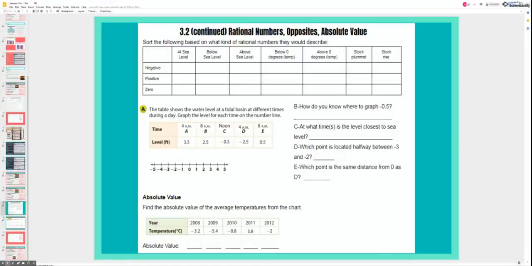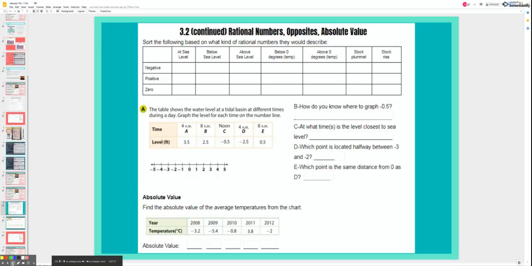Go over Module 3.2. It's just partially what we did yesterday, except for today you're going to be seeing fractions and decimals, whereas yesterday you were just working with whole numbers. The first chart at the top is actually really easy. It's kind of a review. It says sort the following based on what kind of rational numbers they would describe. So the first one says at sea level.